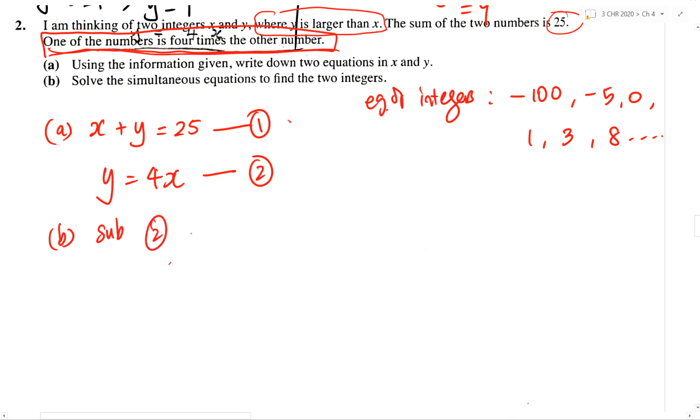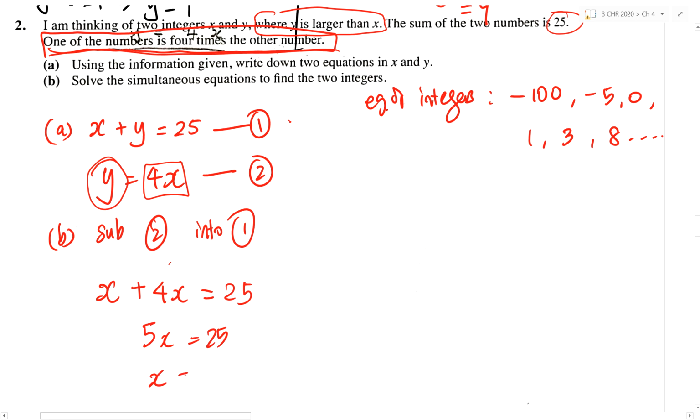Sub 2 into 1. In equation 2, Y is already the subject. Now I'm going to go back to equation number 1. Whenever I see a Y, I will change it to 4X, because that's what equation 2 says. In equation number 1, it says X, copy down X. It says plus, copy down plus. Now it says Y, I change it to 4X. That is what substitution means. And this gives me 25. So a total of 5X is 25. 5X, 25. X must be equal to 5.